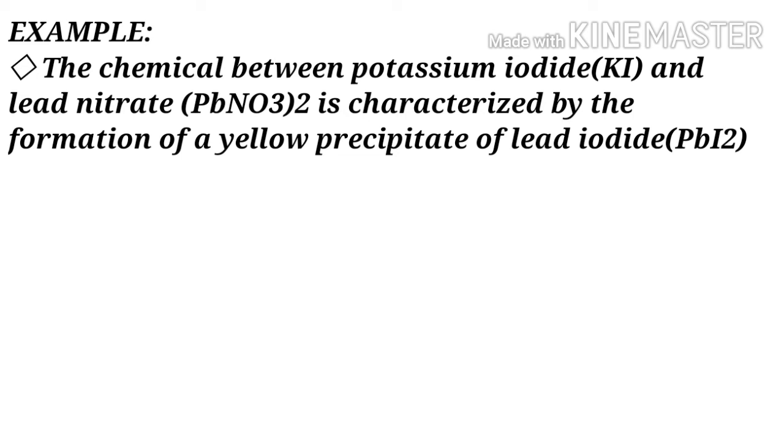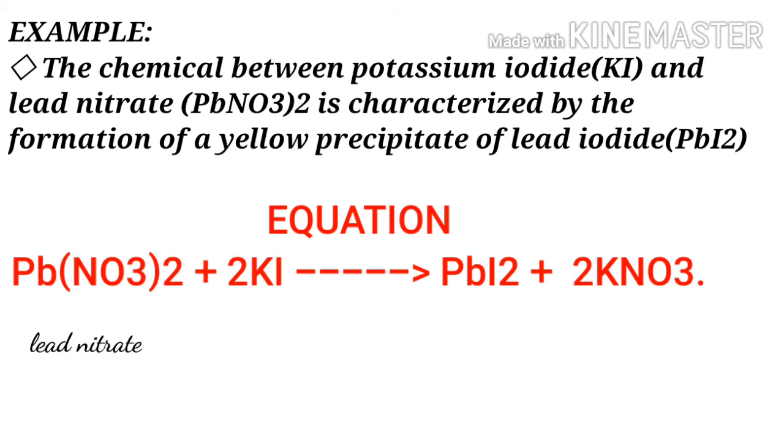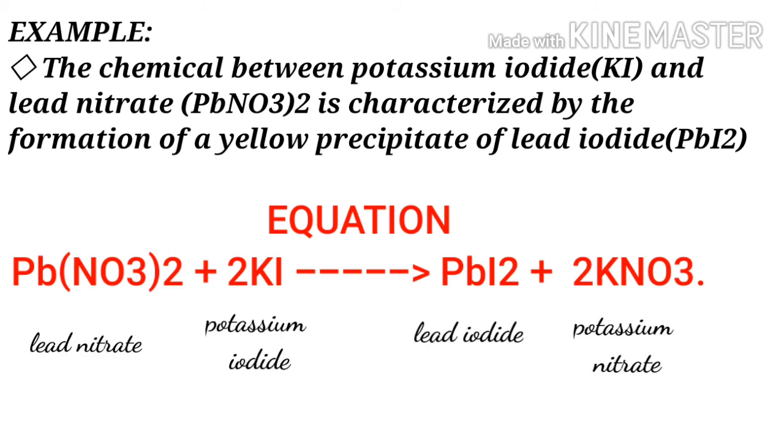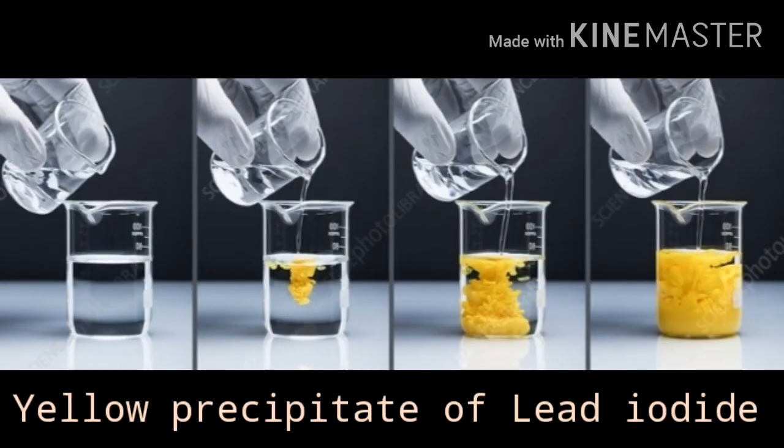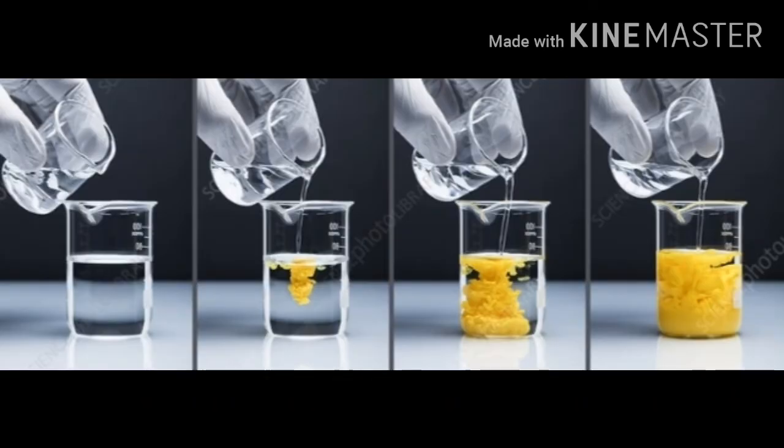The chemical reaction taking place between potassium iodide and lead nitrate forms a yellow precipitate of lead iodide. The equation is given below. Pb(NO3)2 plus 2KI, that is potassium iodide, forms PbI2, lead iodide, along with potassium nitrate. This is the precipitate of yellow lead iodide I have given for you all. Just look at this picture.